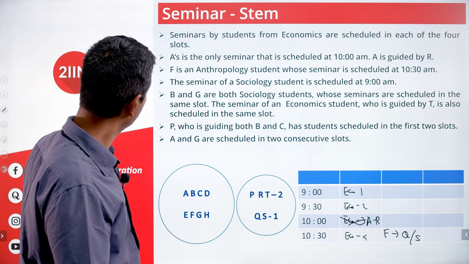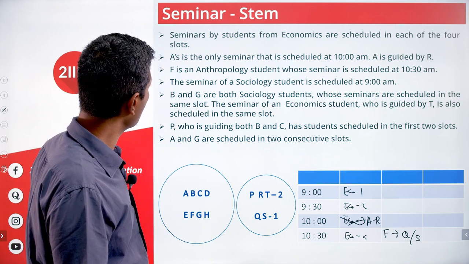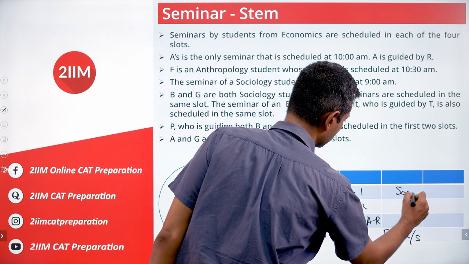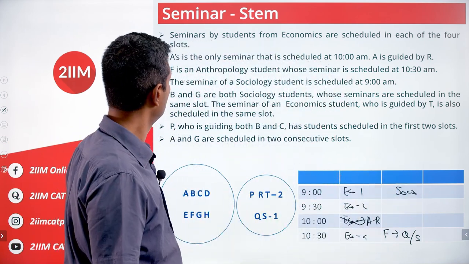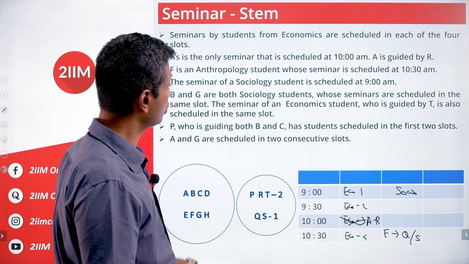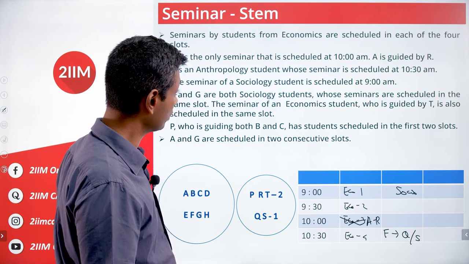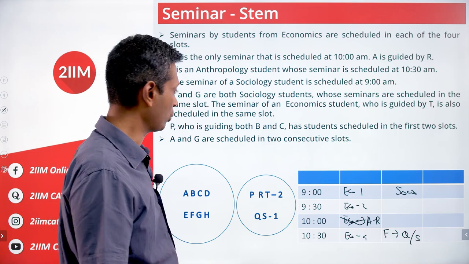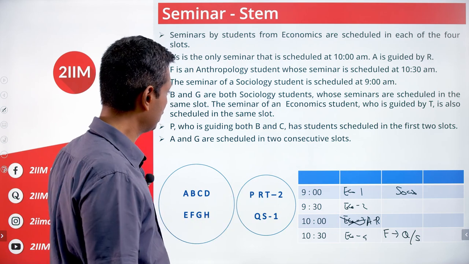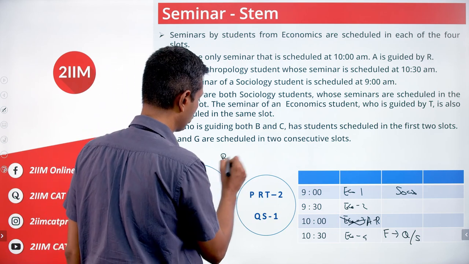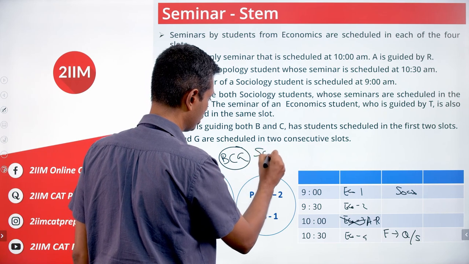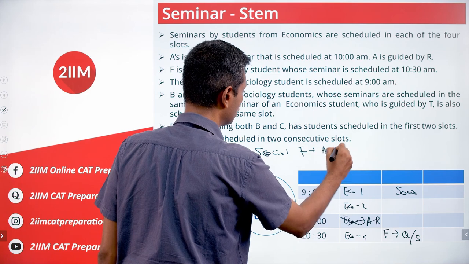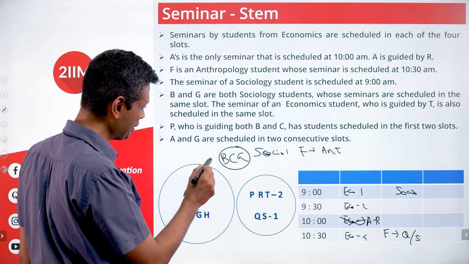Fine, lovely. The seminar of a sociology student is scheduled at 9 a.m. So this is a sociology student sitting here. B and G are both sociology students whose seminars are scheduled in the same slot. The seminar of an economics student who is guided by T is also scheduled in the same slot. So B, C, G are sociology students. F is anthropology. So the remaining are A, D, E, H.